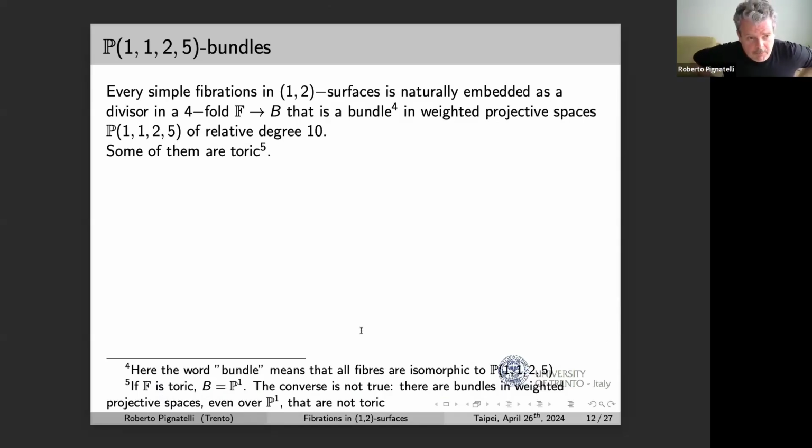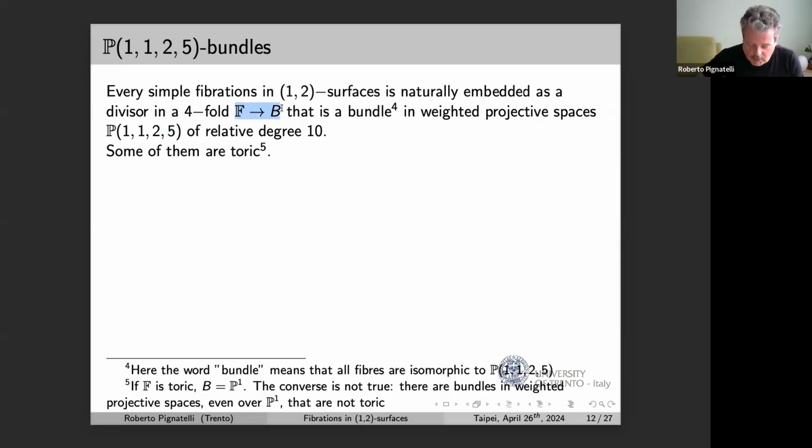So the point is that it's not difficult to show that if you have a simple fibration over a surface, then every fiber, if you take the Proj of the canonical ring, you can identify the surface with the Proj of the canonical ring, you get a hypersurface of degree 10 in P(1,1,2,5). So essentially, it's not difficult to see that these P(1,1,2,5)s glue together to build a fourfold, a fourfold that fibers over the curve, which is a bundle in weighted projective space P(1,1,2,5). What's a bundle for me is a fibration.